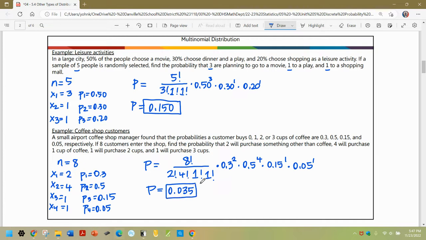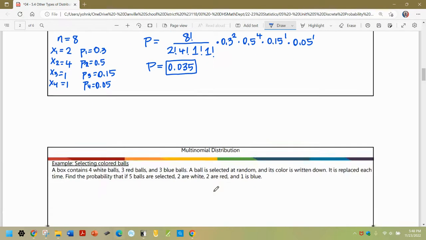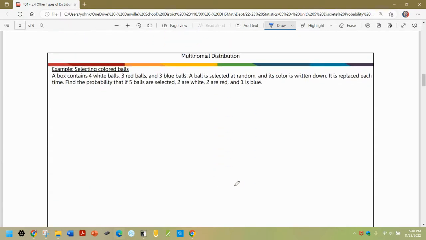So basically there's a 4% chance, which is super small, that if I ask 8 customers what they are going to purchase, 2 will purchase none, 4 will purchase 1, 1 will purchase 2, and 1 will purchase 3. Crazy. Very small probability. All right, let's get some colored balls.